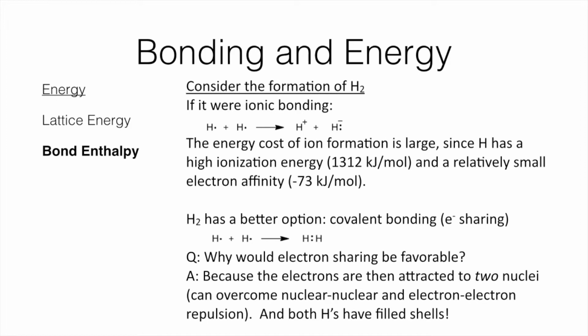So we would have to have an extremely large lattice energy in order for ionic bonding to occur. So the better option for hydrogen, instead of transferring that electron from one to the other, is to just share it in between. So what we see is that when the lattice energy isn't large enough to make the overall reaction exothermic, generally we see covalent bonding.